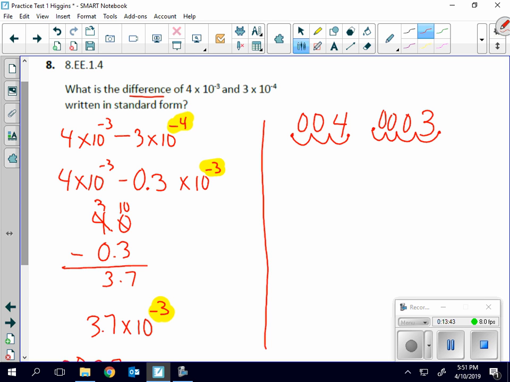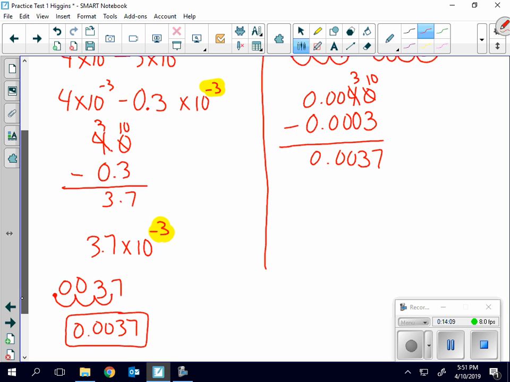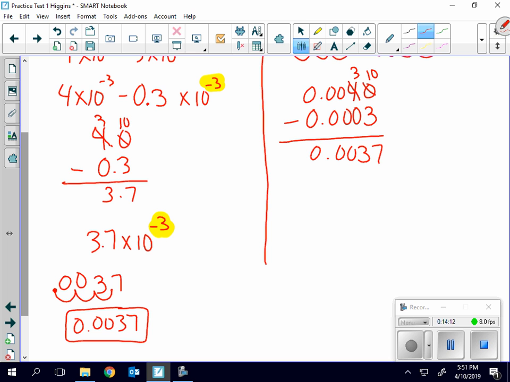Okay, so I'm subtracting 0.004 minus 0.0003. There's a 0 here. Okay, and this is where you're going to get the same number because we subtract, we go like this. 10 minus 3 is 7. 3 minus 0 is 0. And that's the same answer. Either way works. No calculators for this. Make sure you're not using a calculator. Make sure you can do it on your own.